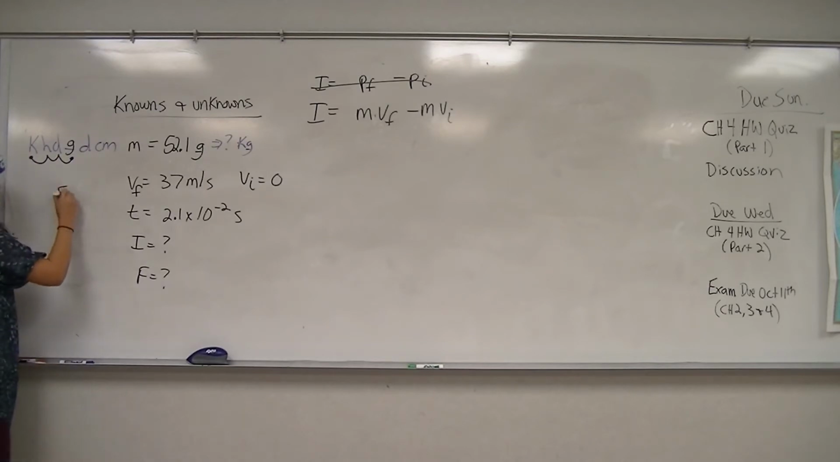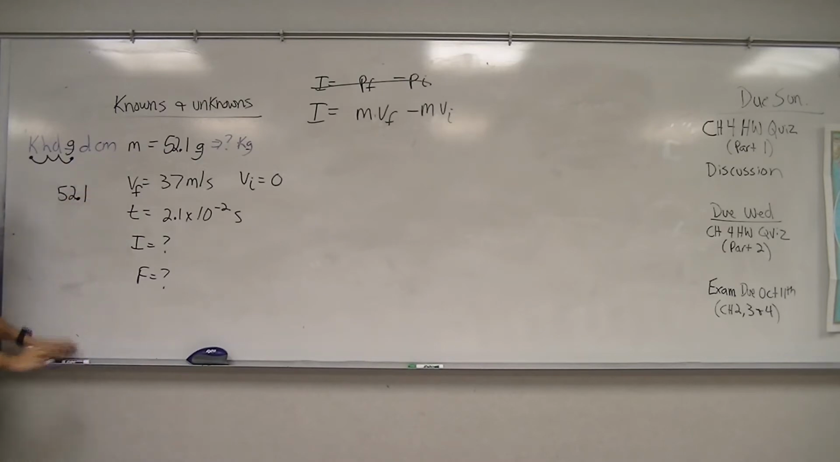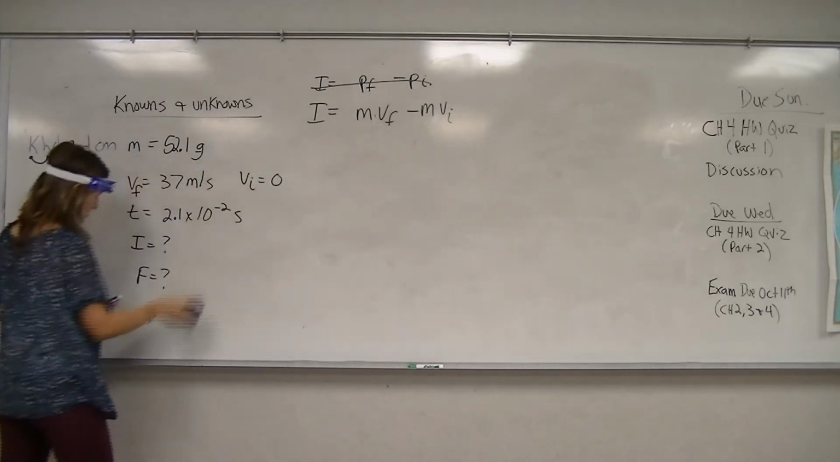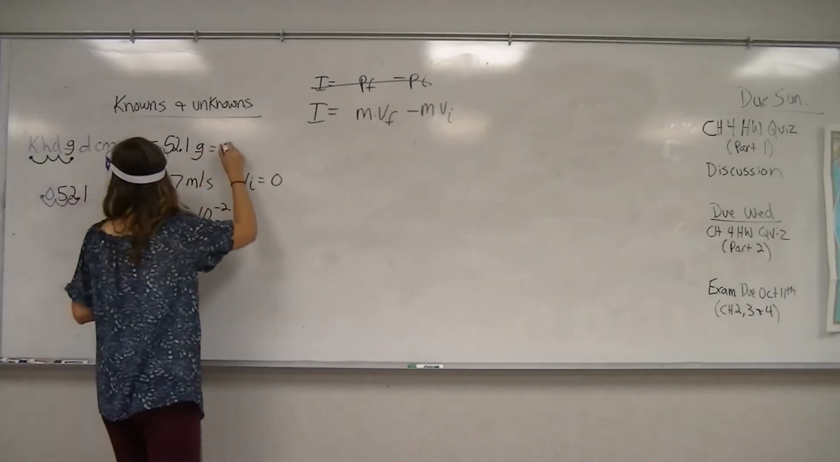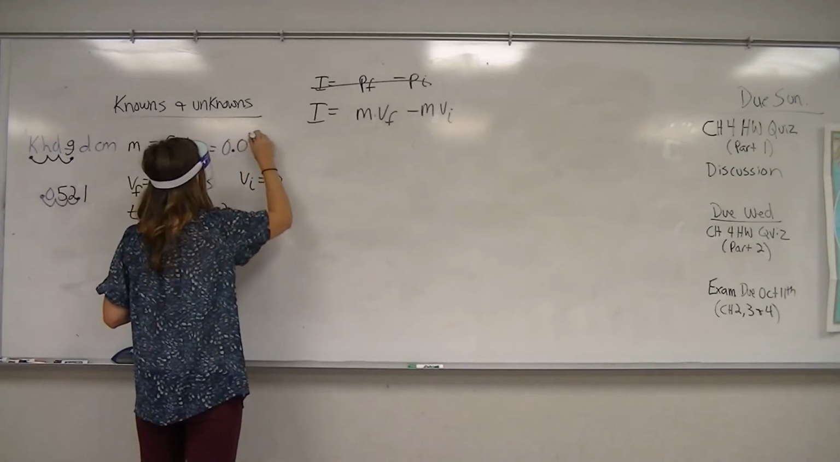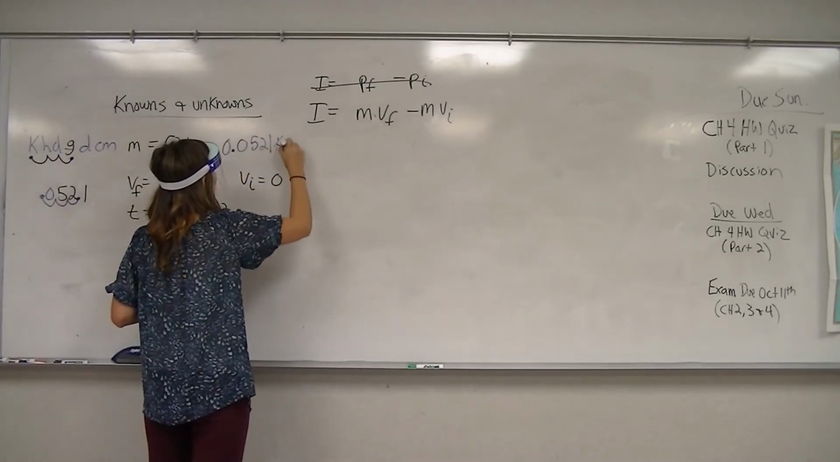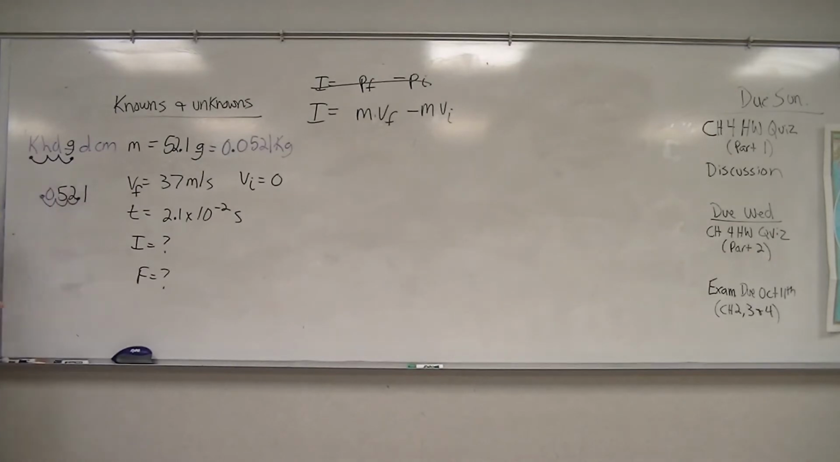So let me write this number again so you can have more space so you can see. Now this time, the number does have a decimal. So I'm not going to start at the end. I'm going to start where the decimal is. And I'm going to move it 1, 2, 3 times to the left. So my new decimal's here. That's going to put a 0 in that empty space. So this is equal to 0.0521 kilograms. So that kilogram amount is what I'm going to want to plug in for my mass, not the gram amount.